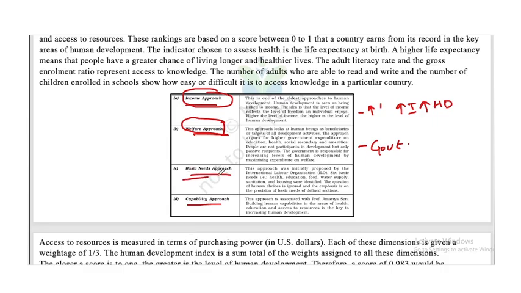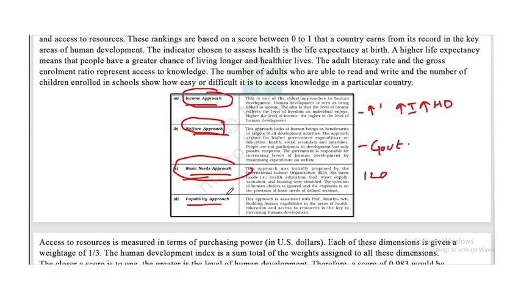Now, the basic needs approach. This approach was initially proposed by the International Labour Organization, the ILO. Six basic needs were identified: health, education, food, water supply, sanitation and housing. So here they focused on these basic needs. The question of human choices is ignored and the emphasis is on the provision of basic needs of defined sections.